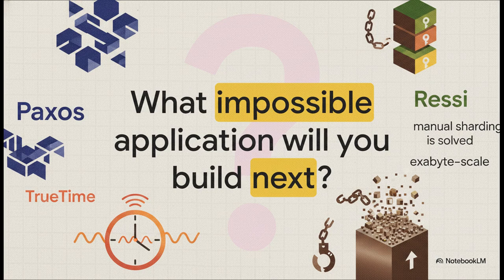So by combining Paxos for fault tolerance, TrueTime for global consistency, and Resi for strongly typed storage, Spanner fundamentally changes the whole database game. Now that the absolute nightmare of manual sharding is solved and exabyte scale is unlocked for relational data, the only question left is, what impossible application are you going to build next?